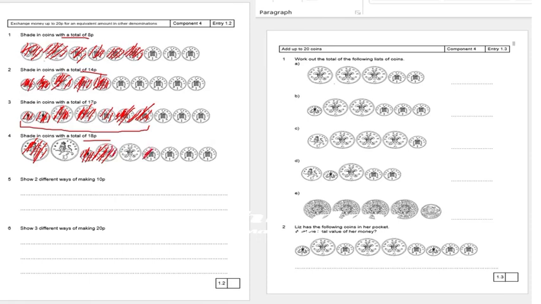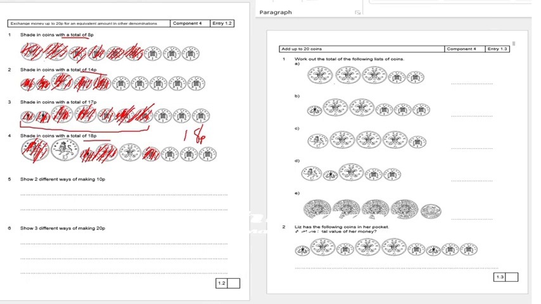So be very careful here, guys. Don't always immediately shade the ones that are next to each other. So be careful. 18p is made up by doing 10p plus 5p plus 2p plus 1p, and that gives you 18p.